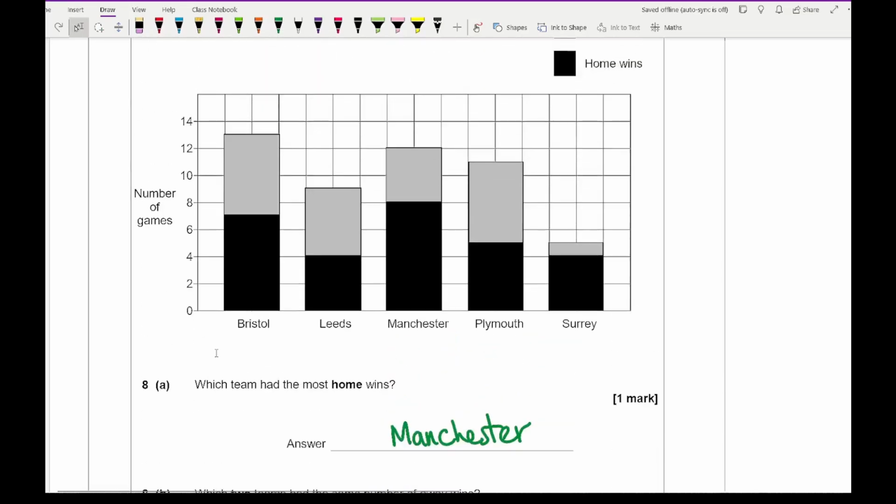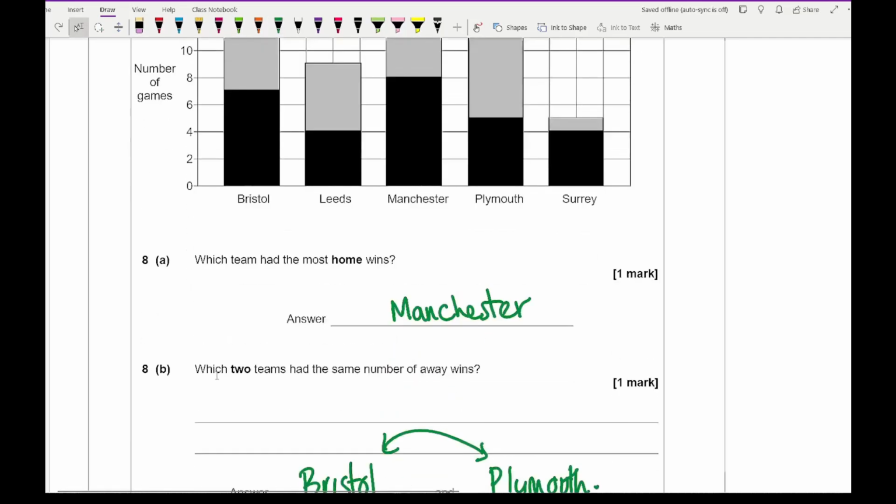So it's just a case of, again, where most students went wrong with this particular question is they were looking for which of the total bars were the same. But no, we're actually looking for which of the grey bars is going to be the same.